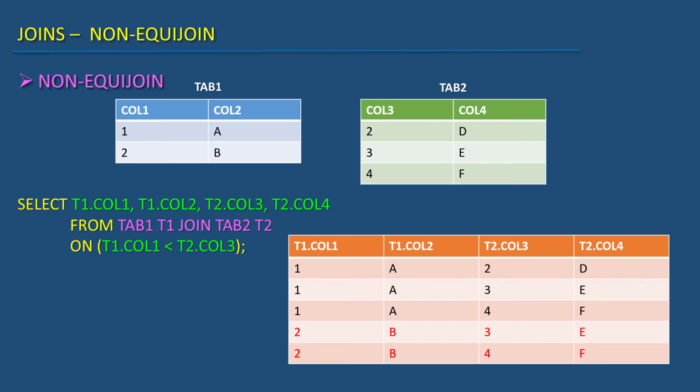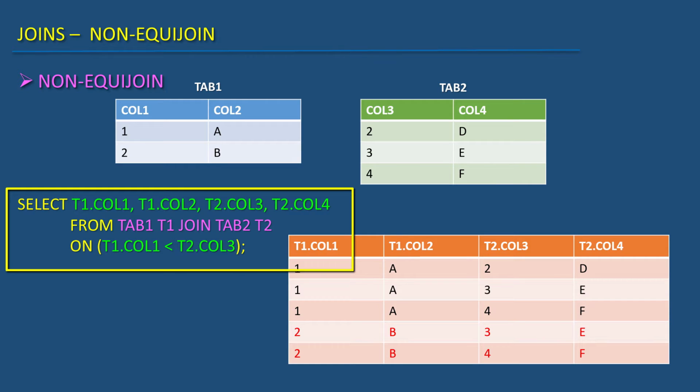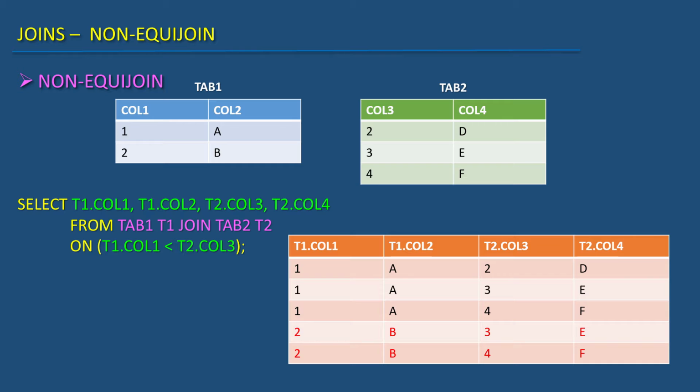Let us discuss non-equijoins. Here, the conditions are anything other than equals to. In this SQL, I want these tables to be joined where T1 col 1 is less than T2 col 3.